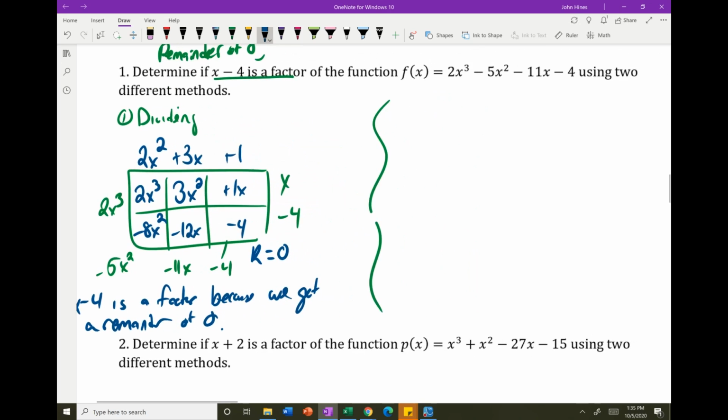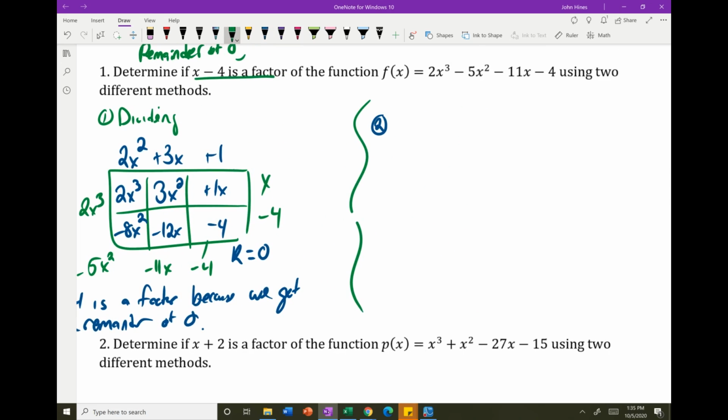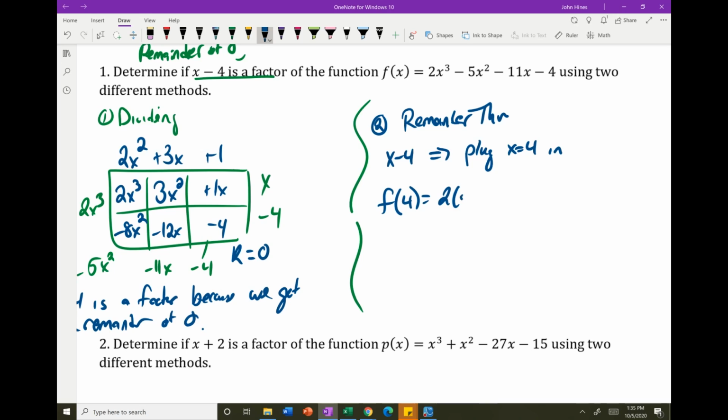Here's the fast way of doing it. The fast way of doing it is the remainder theorem. Instead of doing all that division, if I want to know about x minus 4, that means I'm plugging in positive 4. Plug x equals 4 in. So f of 4 equals 2 times 4 cubed minus 5 times 4 squared minus 11 times 4 minus 4.